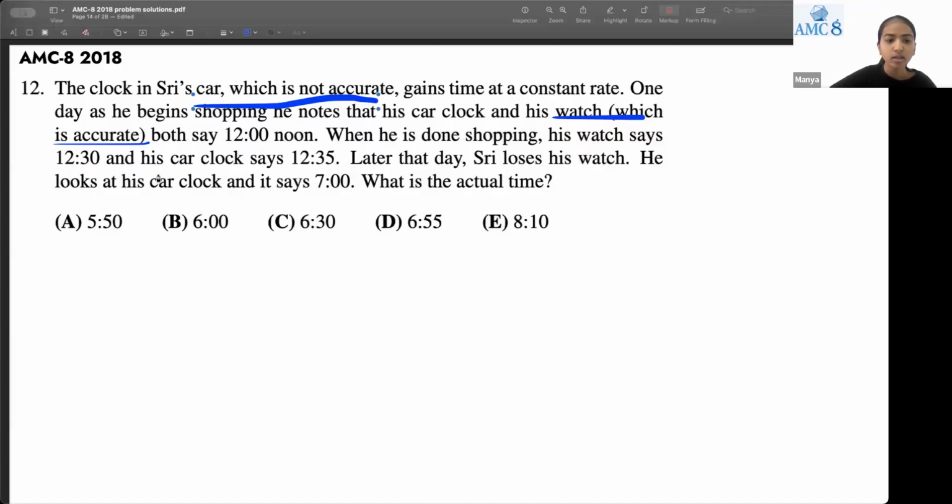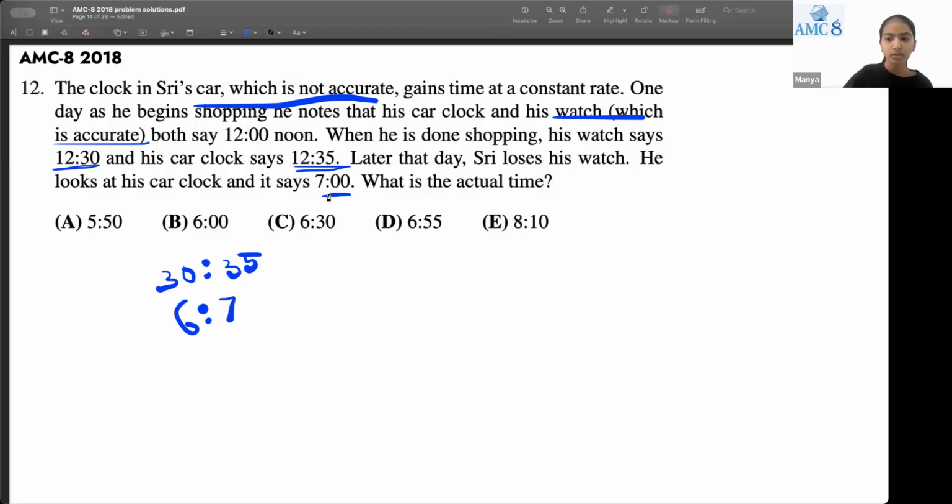So his car clock says 12:35 and his actual watch says 12:30. So the rate would be 30 minutes to 35, and if we divide both sides by 7, it's actually equal to 6 to 7. So if it's 6 to 7, then his car clock at 7 o'clock says that it's 7.